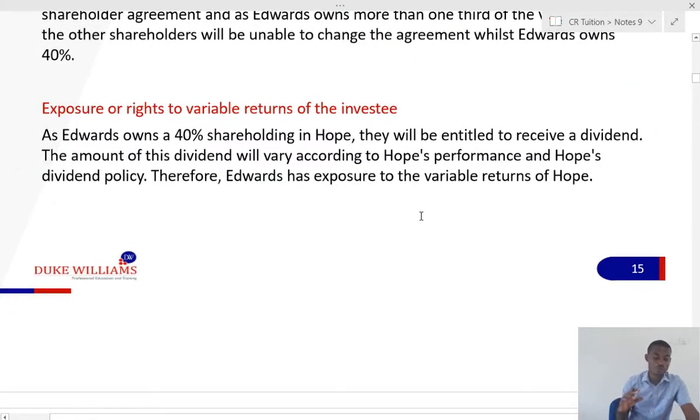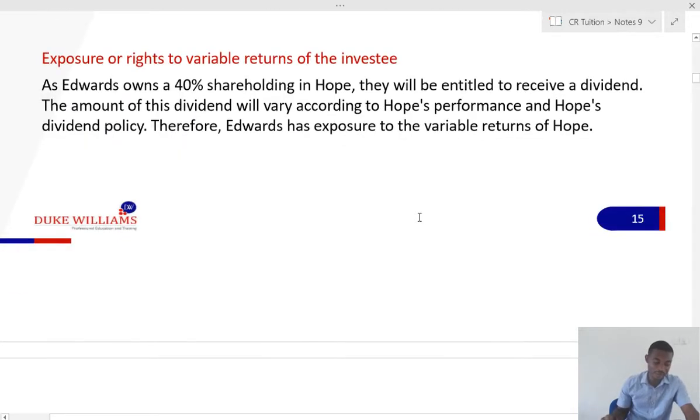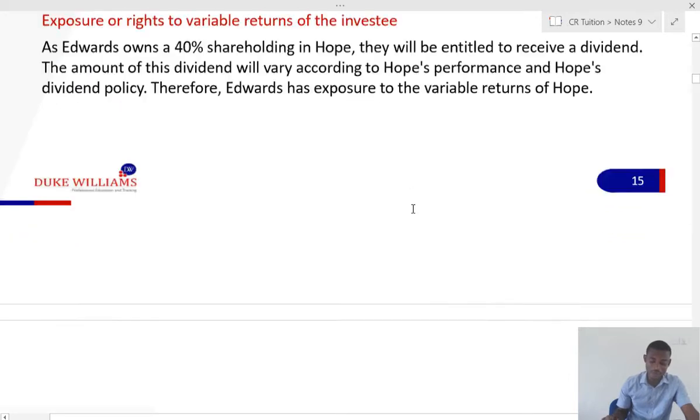And the next one to look at is the exposure or the right to variable returns. As Edward owns a 40% shareholding in Hope, he will be entitled to receive a dividend. The amount of this dividend will vary according to the performance of Hope and also the dividend policy of Hope. Therefore, Edward has exposure to variable returns.